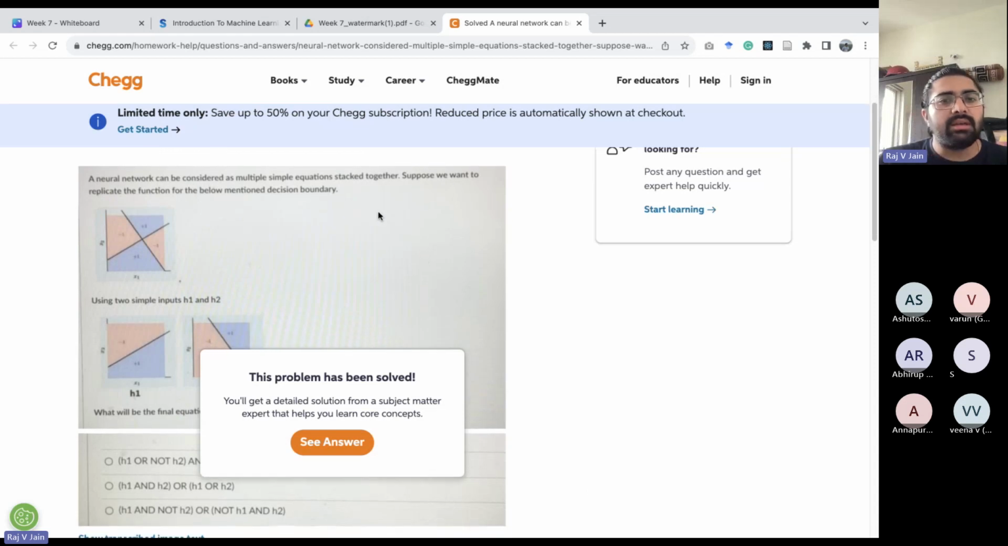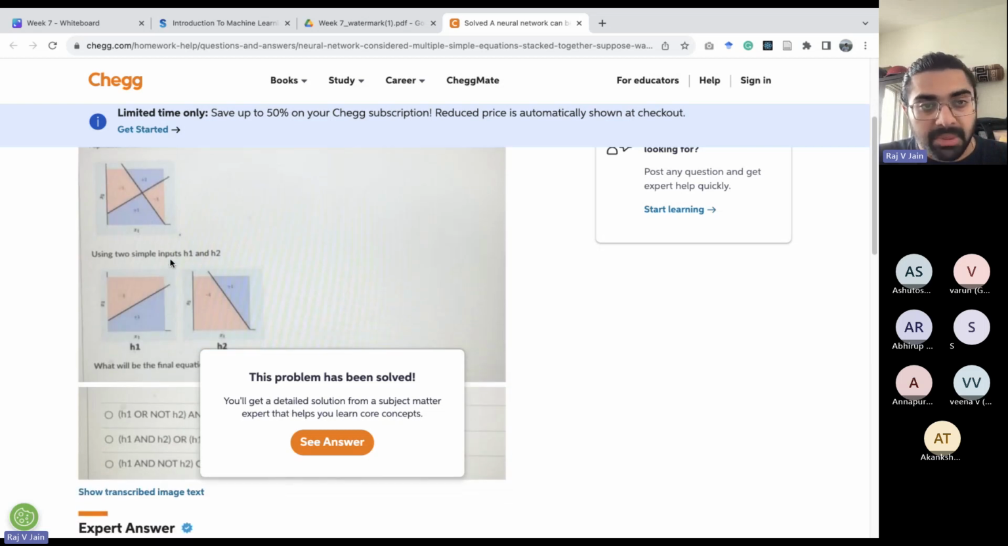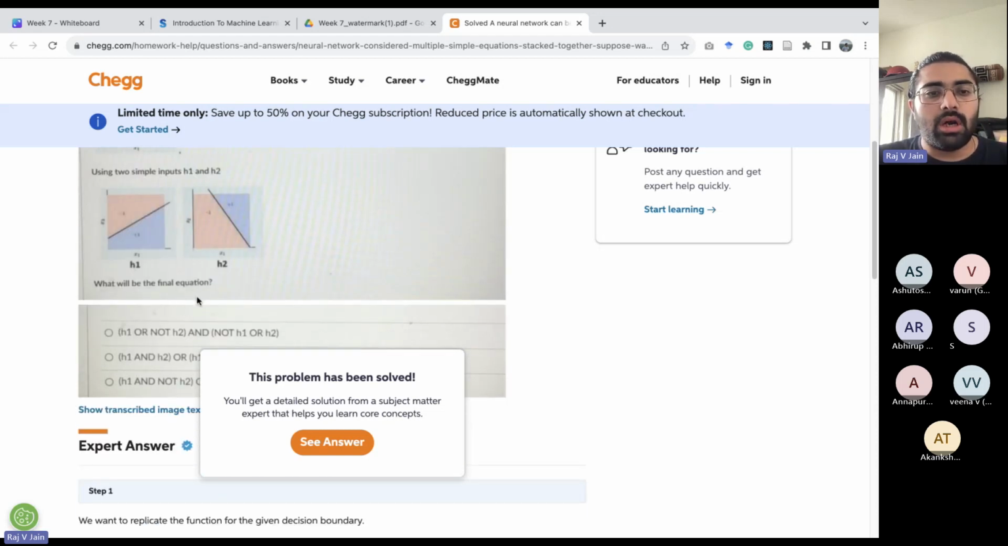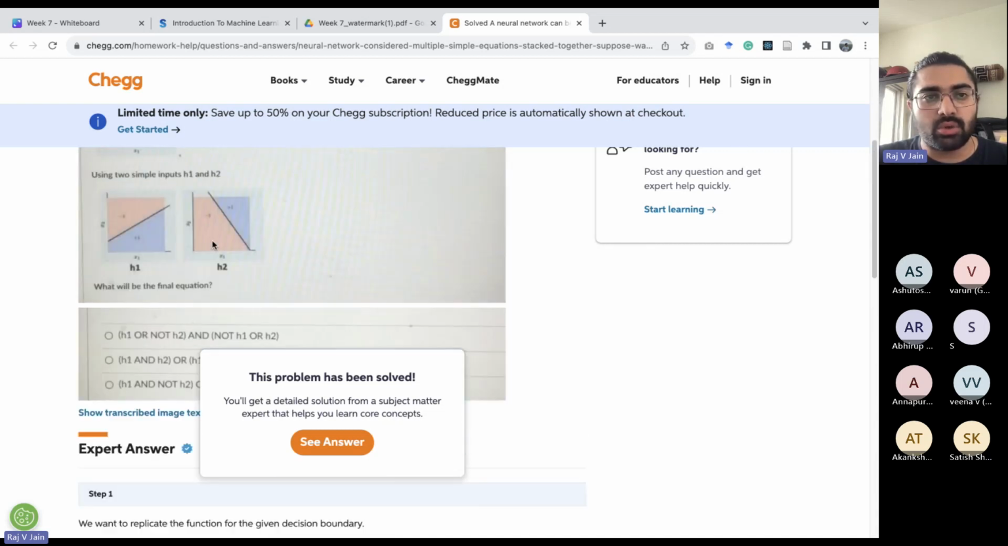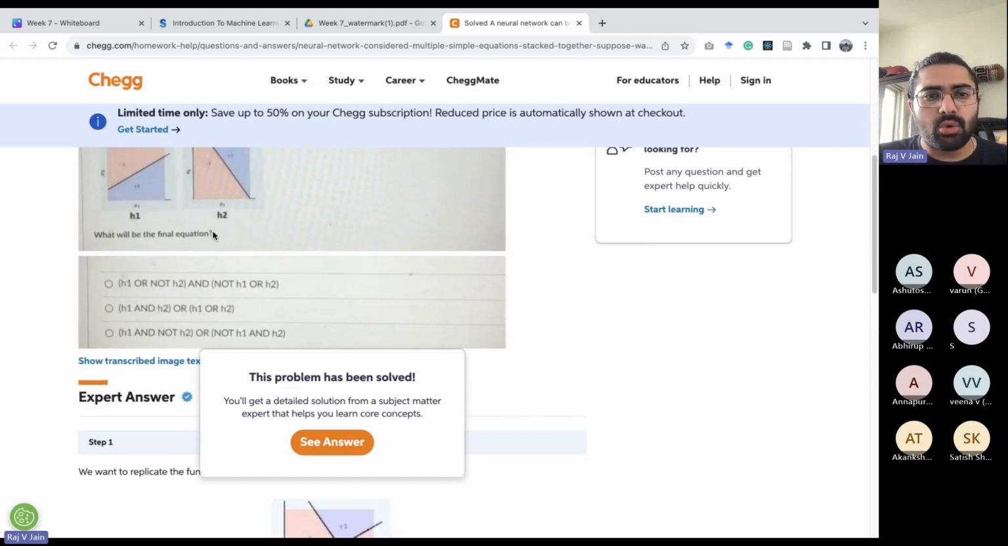We have a neural network, which can be considered as multiple simple equations stacked together. Suppose you want to replicate the following function. It's a complex function that looks like an XOR, which cannot be solved by a single boundary. But we have two simple inputs, H1 and H2, which are two simple linear functions. What final equation would you use to replicate this complex function with these two simple functions? Any thoughts?